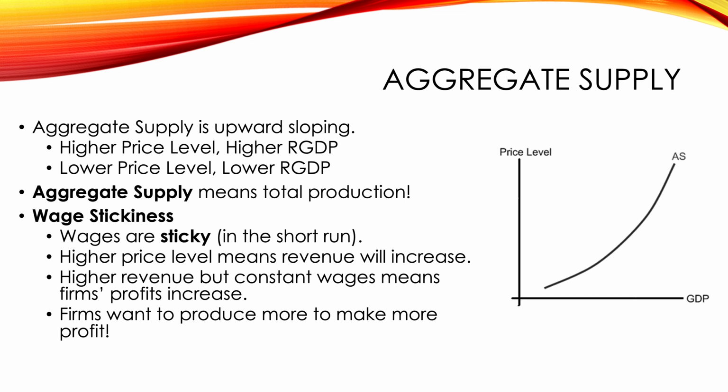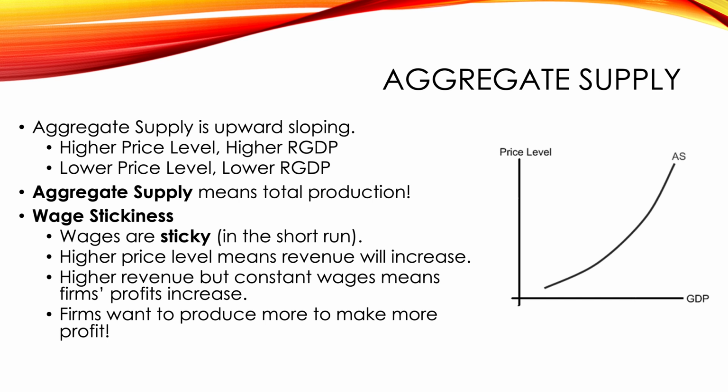It's all about wage stickiness. There is a gap between how much firms are earning in revenue and how much firms are paying in wages, their cost of production there. And that is the central idea that makes an aggregate supply curve upward sloping. There's that profit motive. When the price level goes up, firms want to produce more. When the price level goes down, firms want to produce less stuff. And that's what it's all about.